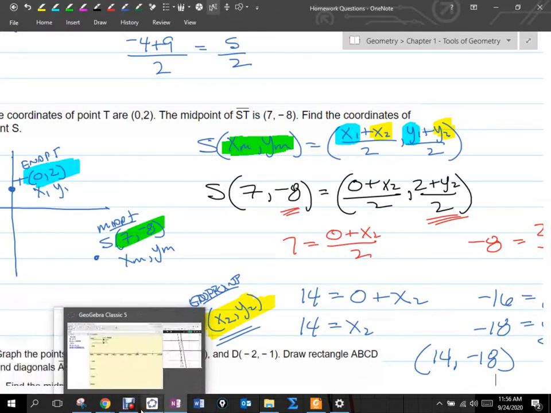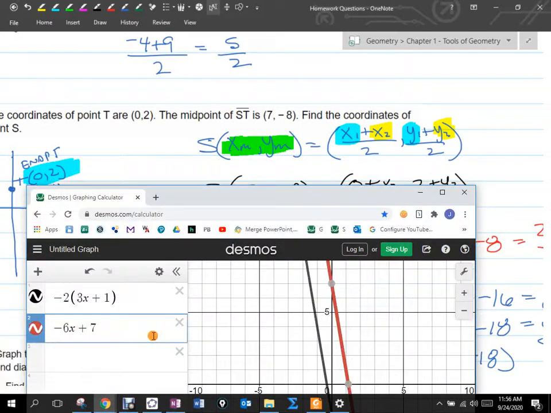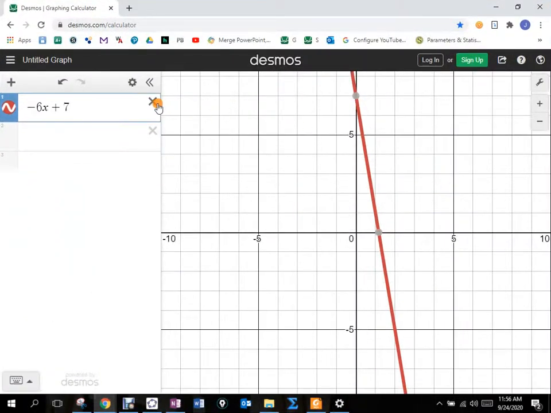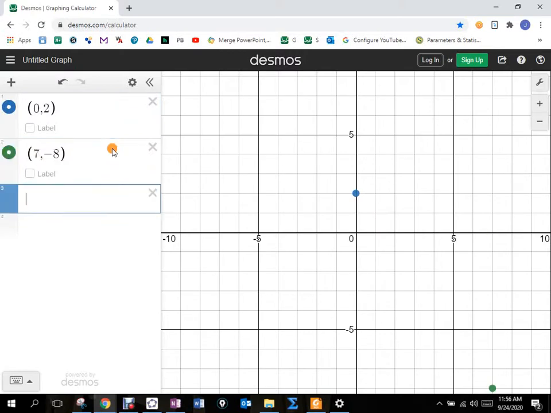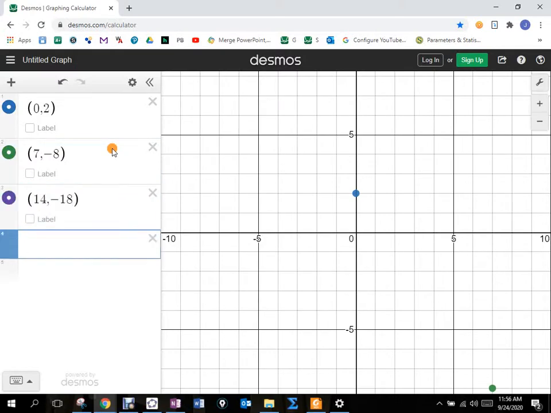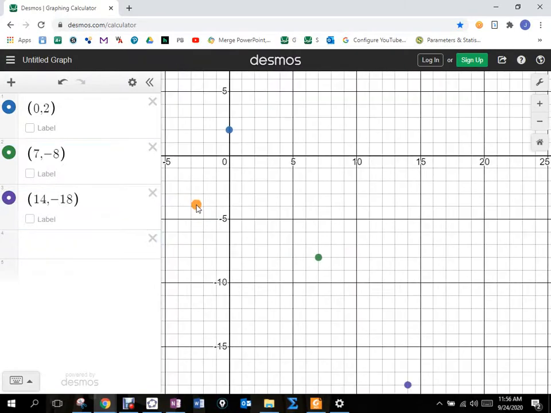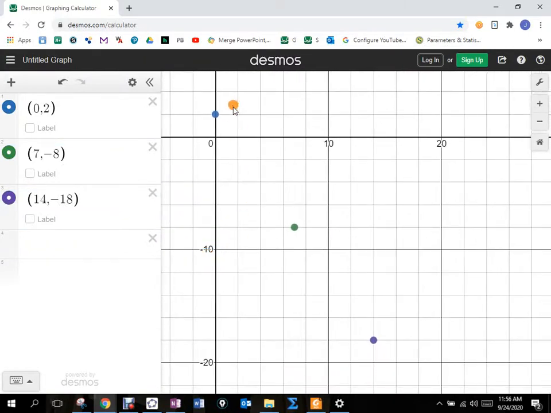If you are using Desmos, you can tell Desmos to plot points by just typing in like 0, 2. We had 7, negative 8. And then what was it, 14, negative 18. And it'll plot those points, and you can kind of zoom out and look at those 3 points, and does that look like it puts that point there in the middle? Does that make sense to everybody?